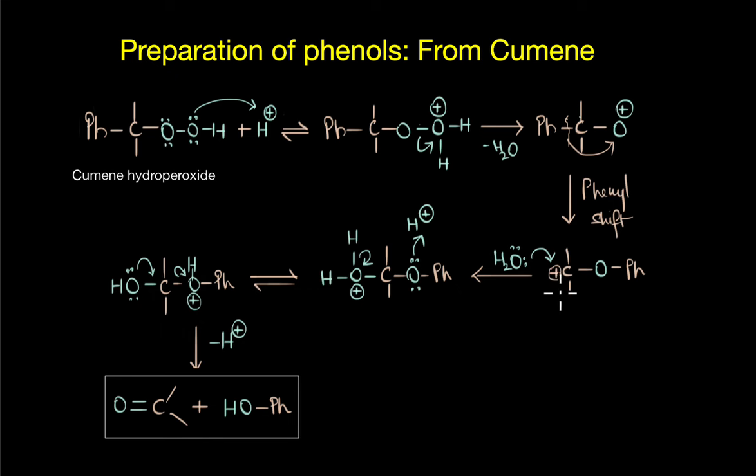A nucleophilic attack takes place next, where the water molecule attacks the carbocation, and in the next step, the lone pair of electrons on the oxygen atom abstracts a proton from the acidic medium. So, this is kind of a reversible step. In the last step, the oxygen atom forms a double bond with the carbon atom, eliminating this particular group. The eliminated group here is nothing but phenol. And the side product we get here is the acetone. So, this is how phenol is prepared commercially from cumene.